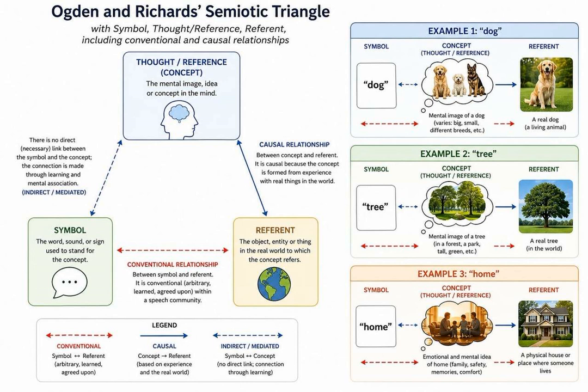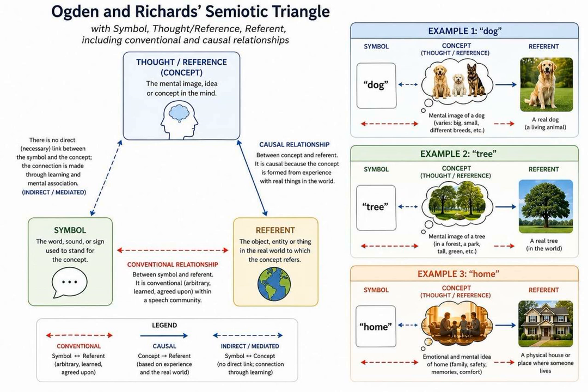This model has three main parts. The first one is the symbol. The symbol is the word, the sound, or the sign we use to communicate. For example, the word dog. The symbol itself is not the animal. It's just a representation, it's a label we use.